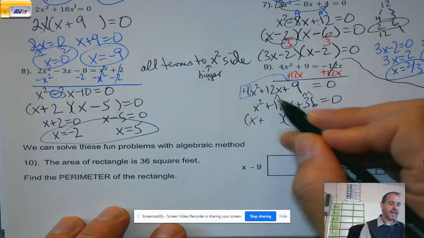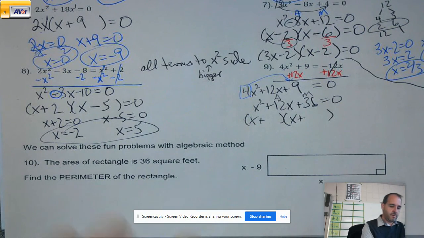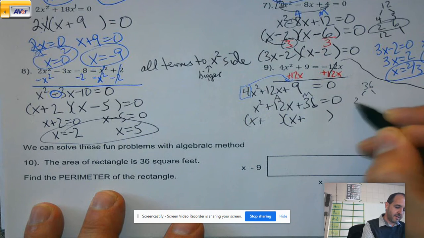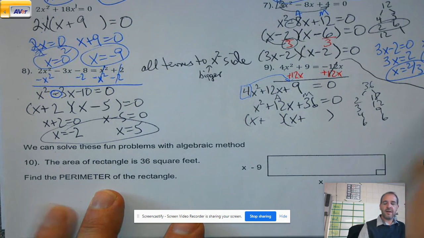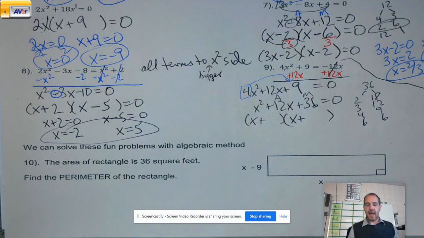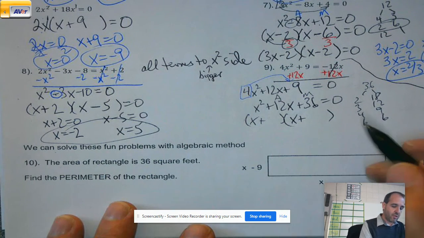Multiply to 36, add to 12. 6, let's see here. Again, the calculator can do what I'm doing. I've been doing this for almost 25 years now, so I'm like a human calculator. It's fun. So the only one that adds up to 12 are these two.